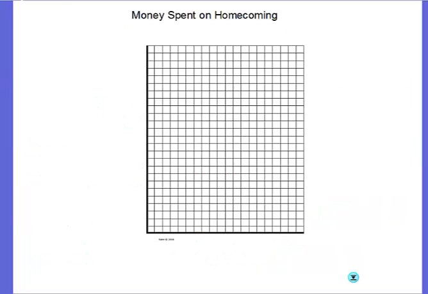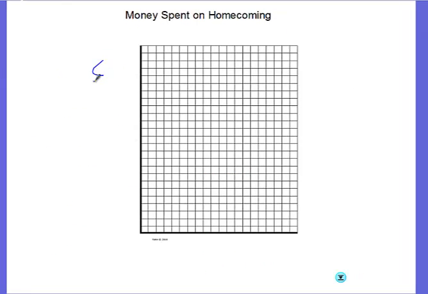One of the things that I want to go over now, though, is just how intercepts can relate to word problems. So let's say that we have a graph here that talks about the money spent on homecoming. Our y-axis talks about the cost, and the x-axis is number of tickets sold. As the number of tickets, aka our x value, increases like this, the cost is actually going to decrease.